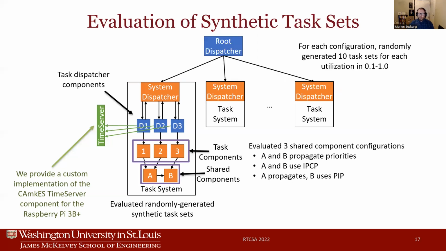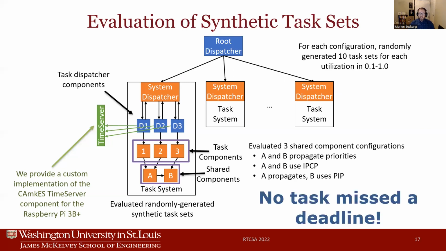To easily evaluate each task set in succession, we implemented a hierarchy whereby a root dispatcher dispatches each task set one at a time, dispatching one only after the previous one has completed. So after performing this evaluation on both the Raspberry Pi and the Intel x86-64 platforms, we observed that no tasks missed their deadlines.